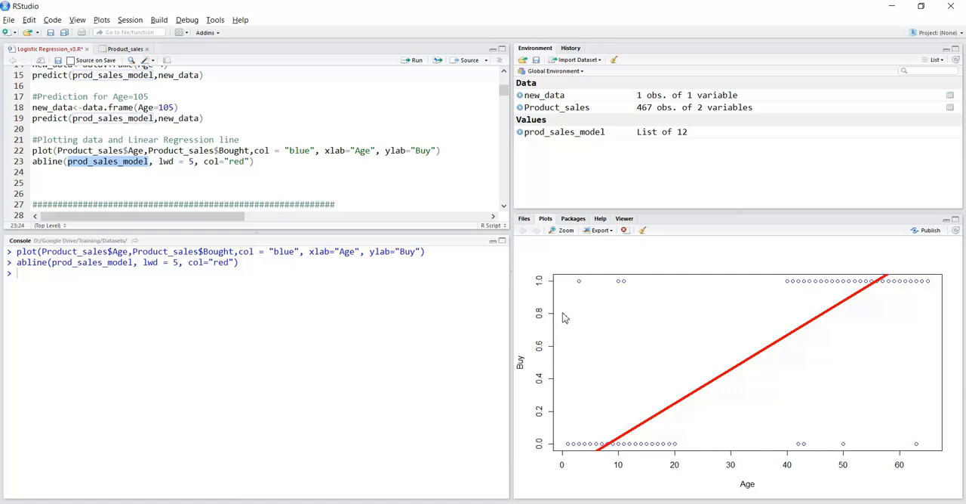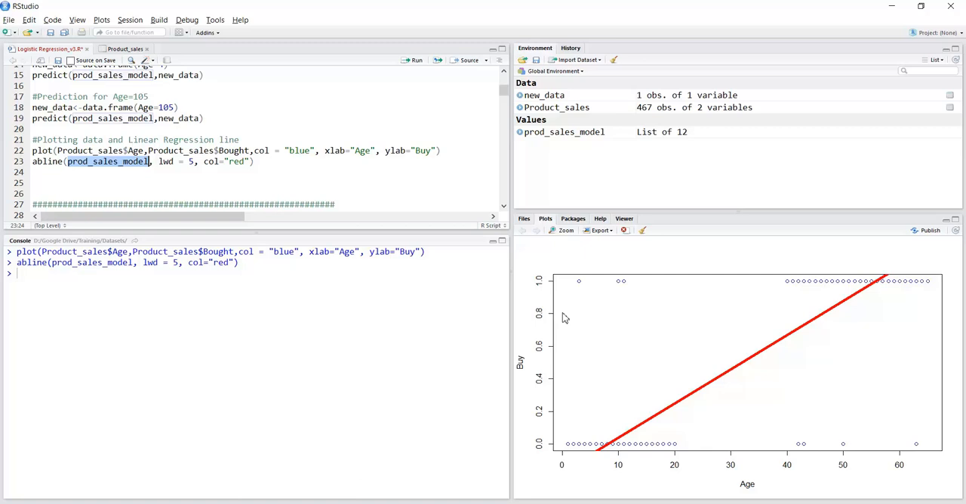Y never took just two values, 0 and 1. The variable y never took just two values. It was always continuous. If the x variable is continuous and the y variable is continuous, then you can go for linear regression. If the relation between x and y is linear, then only you should fit a linear regression line.